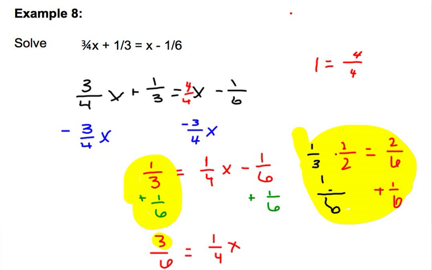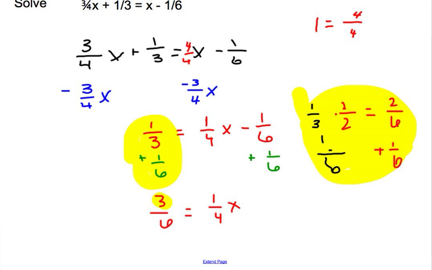Now x is still not by itself. I have it being multiplied by 1/4. Okay? So you could divide by a fraction. But remember, what happens when you divide by a fraction? You're really what? Multiplying by its reciprocal. And the reciprocal of 1/4 is 4 over 1, or just 4. If I multiply one side, I must do the other. Again, the reciprocal of 1/4 is 4 over 1, which is just plain old 4.